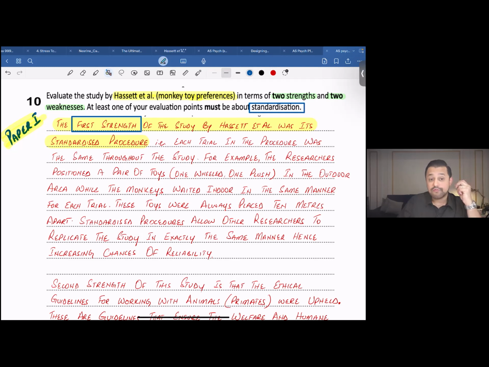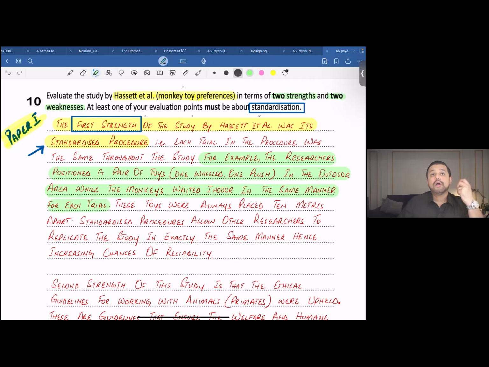Now, to begin with, the first strength of the study by Hassett et al. was its standardized procedure. So the first strength that has been identified over here is standardized procedure. You might as well use the opportunity to let the examiner know that you know what a standardized procedure is. That is, each trial in the procedure was the same throughout the study. For example, the researchers positioned a pair of toys, one wheeled and one plush, in the outdoor area while the monkeys were waiting indoors in the same manner for each trial.